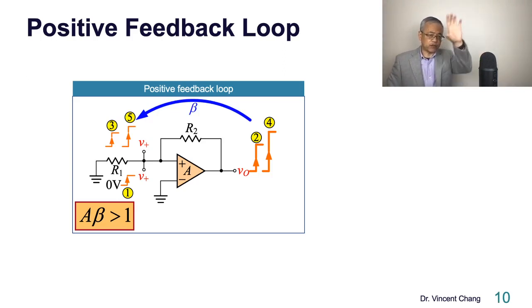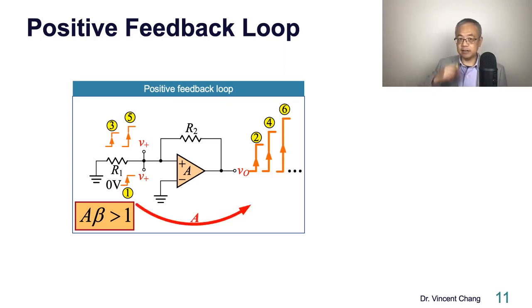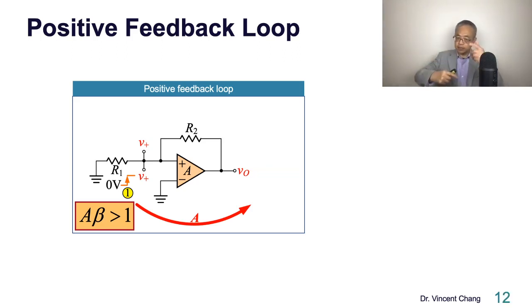The magnitude of signal 5 is higher than the magnitude of signal 3. Why? Because we just assume the loop gain is greater than 1. And then the 5, yet again times A, goes to 6. So this is the positive feedback process.